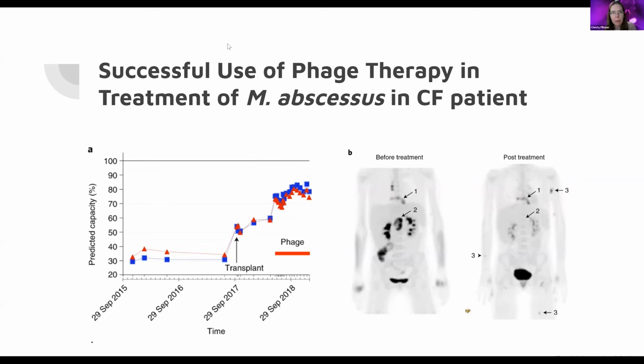If you have any questions for our speakers, you can ask in the chat or go ahead and raise your hand. What do the points 1, 2, and 3 mean here in this figure? Oh, these are just arrows pointing out the different localizations of the infection.